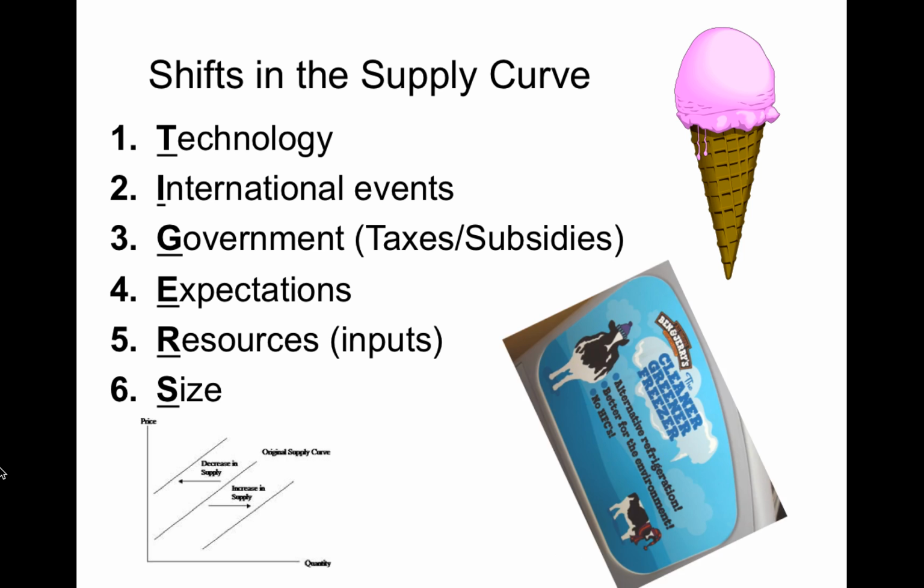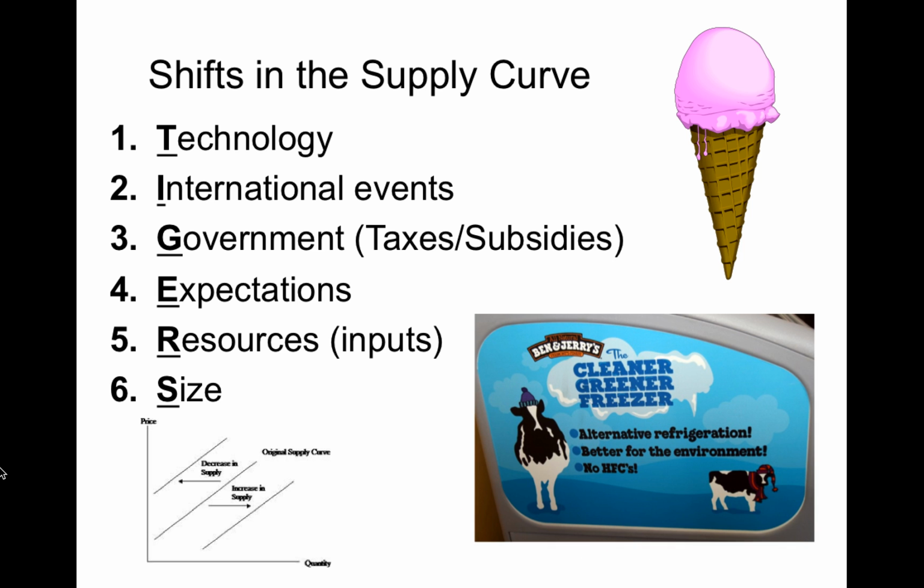But if we're talking about ice cream, if there's new technology, and it's going to be cheaper to make it at every price, there will be an increase in supply, and that will be a shift to the right. Now, when you shift the curve, I am going to ask you guys to use the words increase or decrease. Sometimes people like to say, well, supply would go up.